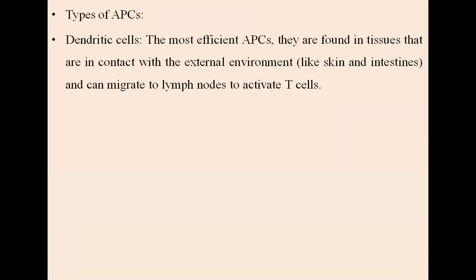Then what are the different types of APCs? Before going through that, let us also understand what exactly these APCs are going to do. They are very important for the T cells, because once the APC presents, the T cell in turn interacts with the B cells, and the production of antibodies happens. So the different types of APCs are like dendritic cells.